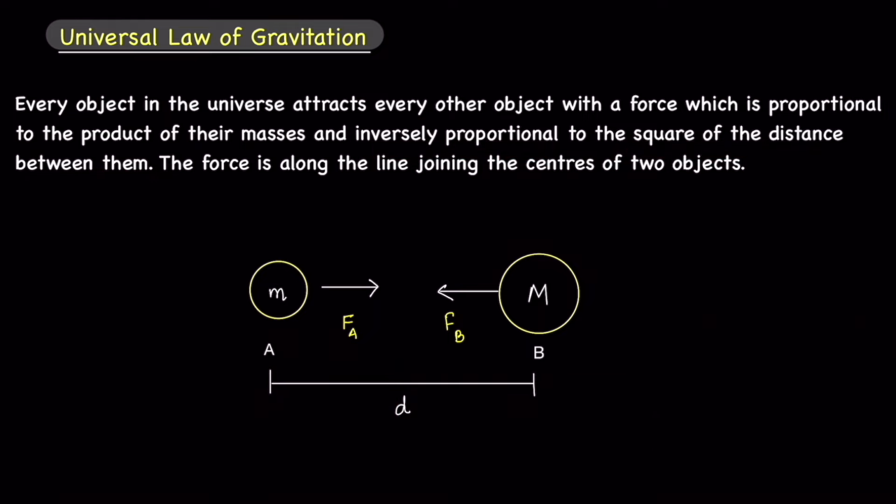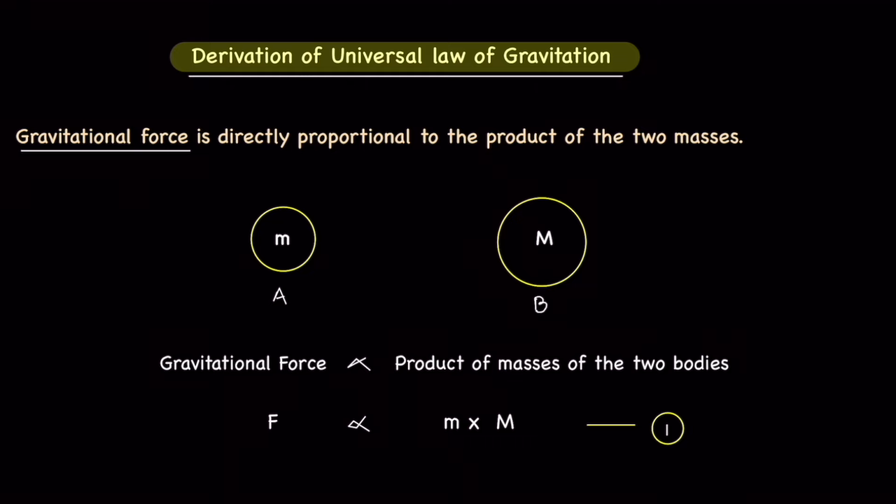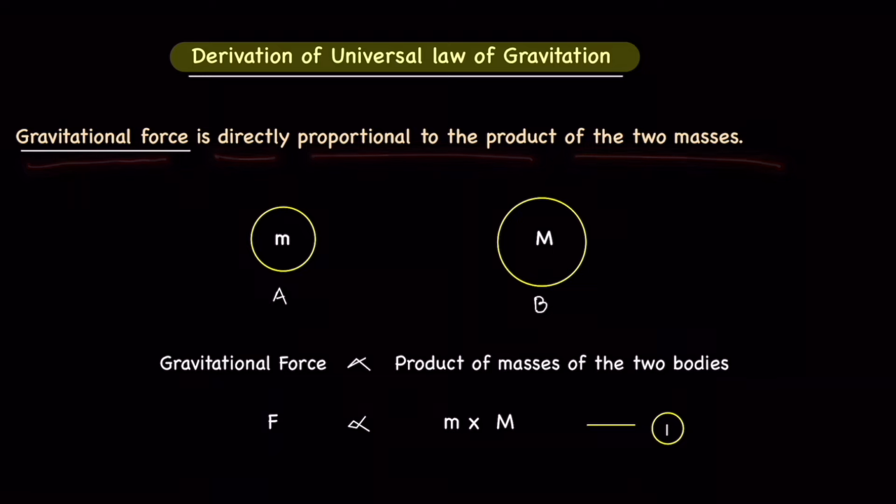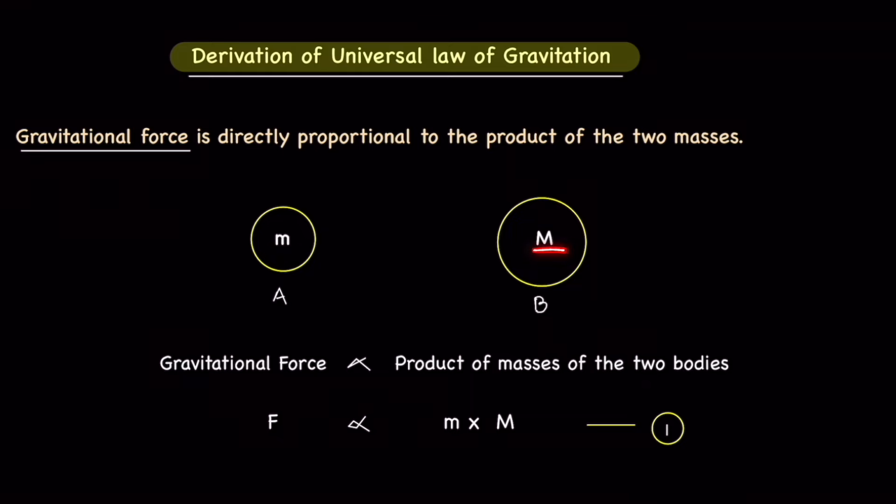So let's start the derivation part. We know that gravitational force is directly proportional to the product of the two masses. If we have two bodies A and B, A's mass is small m and B's mass is capital M. So gravitational force is directly proportional, this is the symbol of directly proportional, to the product of the masses of the bodies. So here F is proportional to small m into capital M. It means that when the mass of the bodies increases, the force will also increase. And when the product of the masses decreases, the force will decrease.